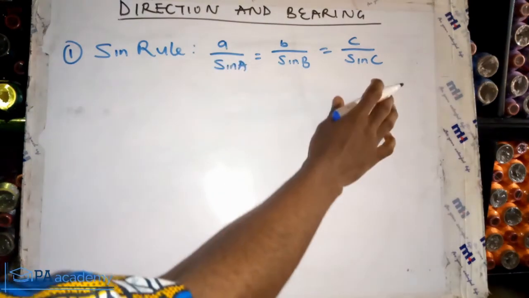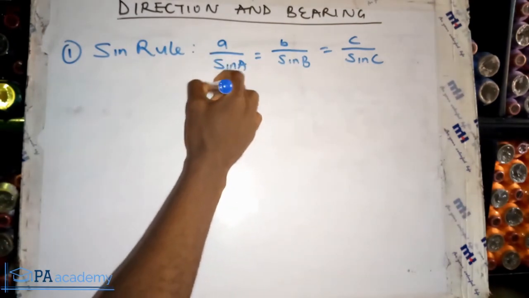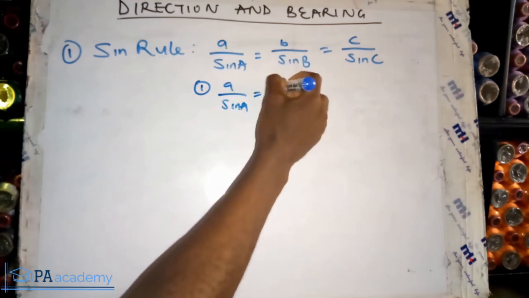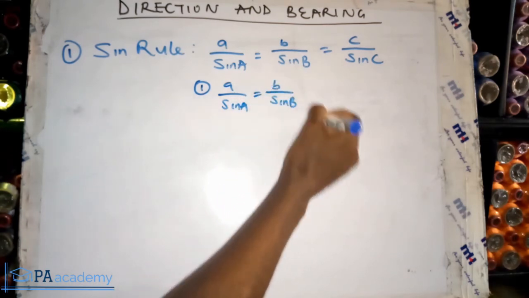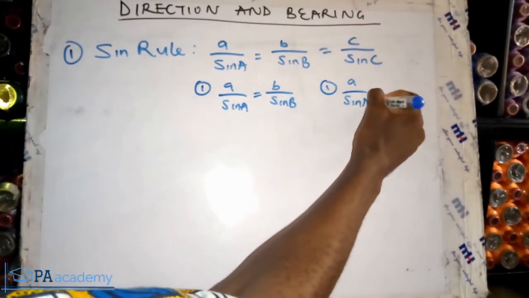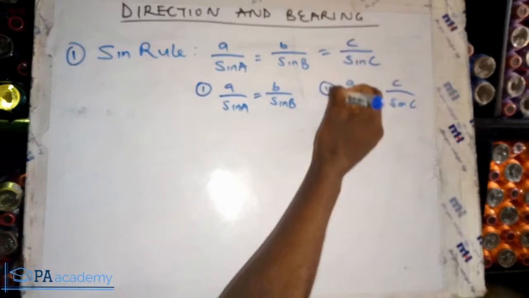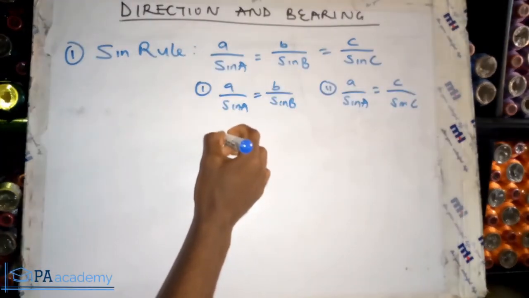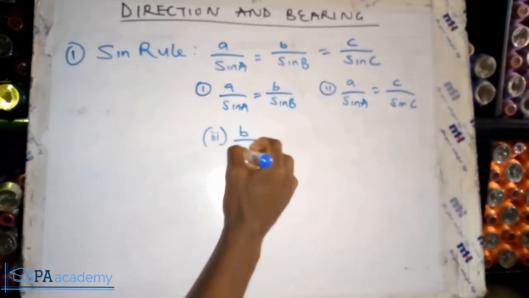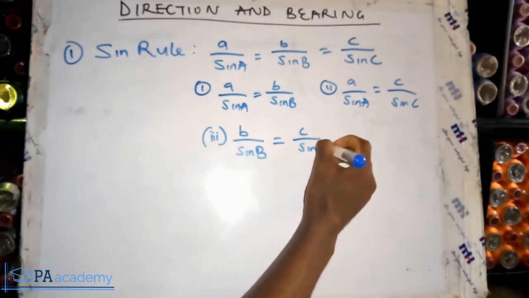What this means is that you pick them in twos. You can have it as A over sine A is equal to B over sine B. That's the first one. You can have it as A over sine A is equal to C over sine C. And then the third way you can have it is B over sine B is equal to C over sine C.